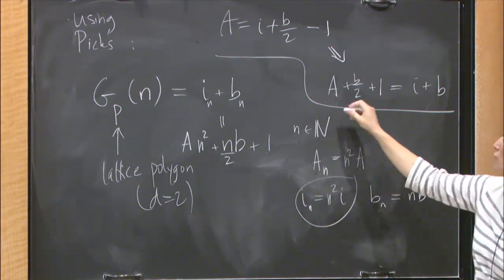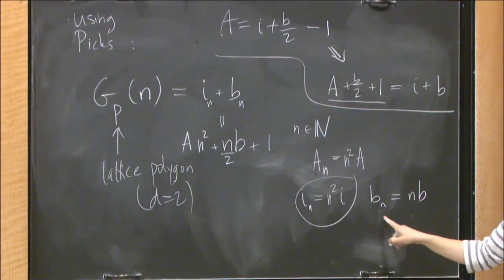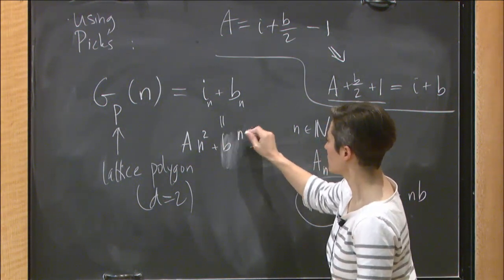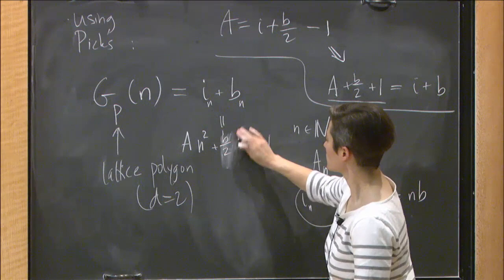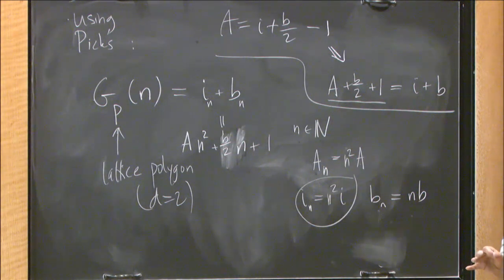OK, everybody happy with that? I just took this formula and I plugged in the sort of modified versions to get this answer. And let me rewrite this as b over 2 times n. With me? Cool. Something great just happened.